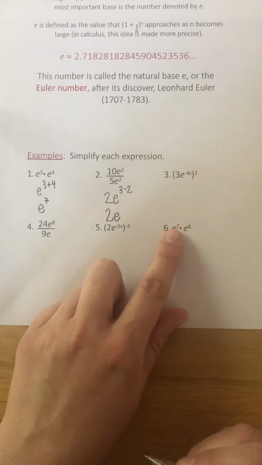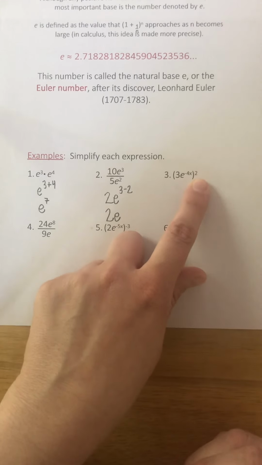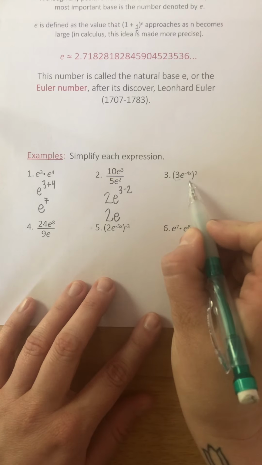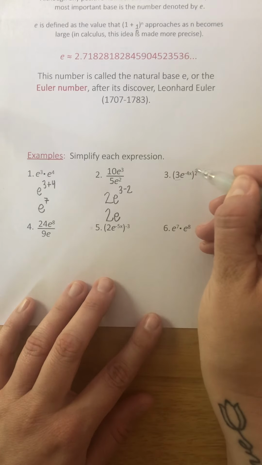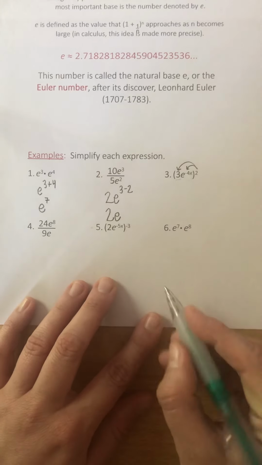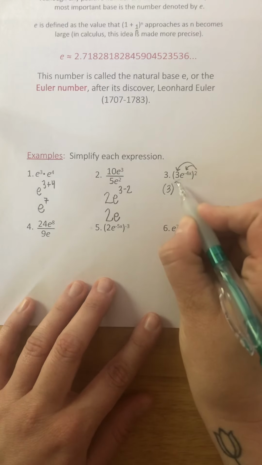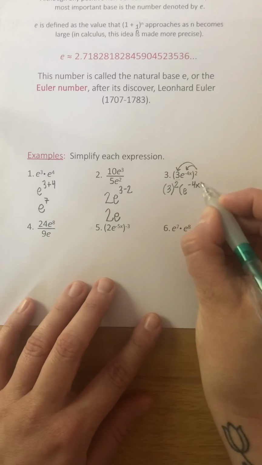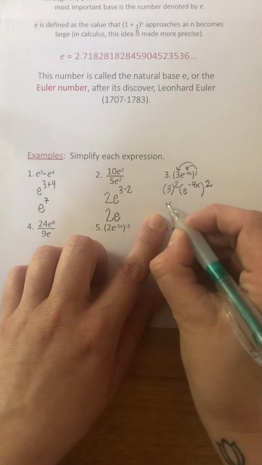All right, number 3. We have 3e to the negative 4x power, squared. All right, remember we learned that if everything in the parentheses is either multiplication or division, you're allowed to take this exponent and it has to go to everything on the inside. So it's going to go to the 3. It's also going to go to the e to the negative 4x power. So here's how this looks. I have 3 squared, and then I have e to the negative 4x power squared. 3 squared is easy, right? It's going to be a 9.